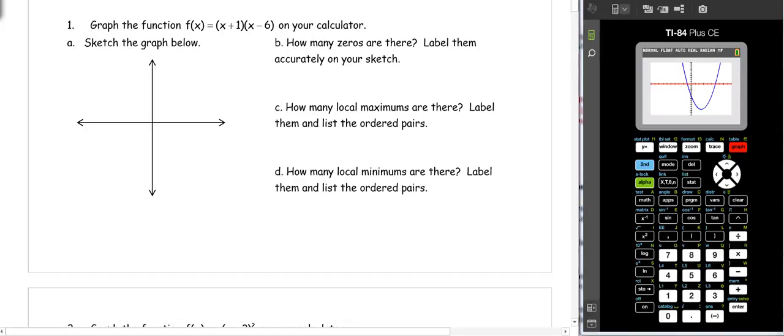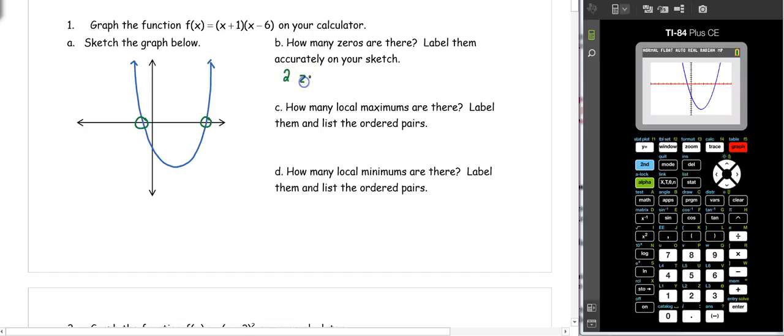So first thing I need to do is sketch a graph. I don't need to worry about that horizontal line for y equals 0. I'm only worried about my U-shaped parabola graph. Remember, it doesn't need to be perfect. It just needs to have a good idea of what it looked like on our calculator. So the first part of the question is how many zeros are there? A zero is where it crosses the x-axis. In this case, we have two zeros.